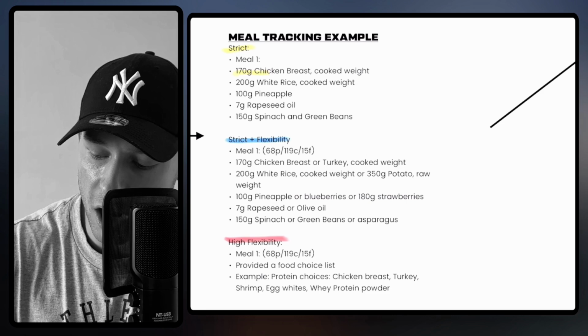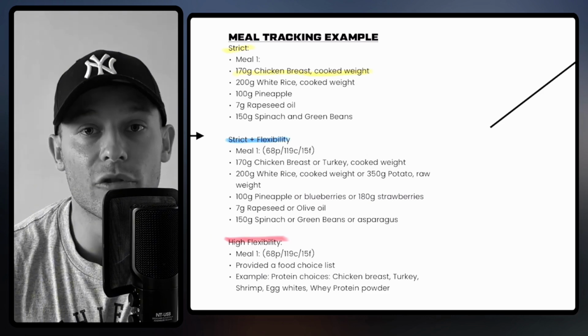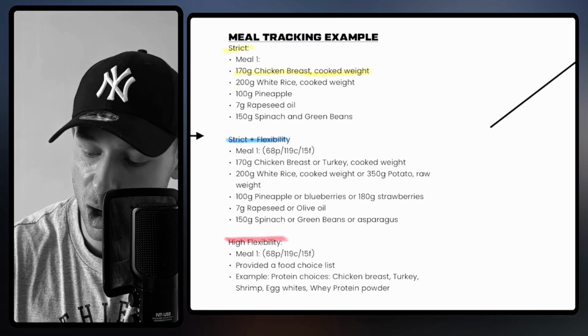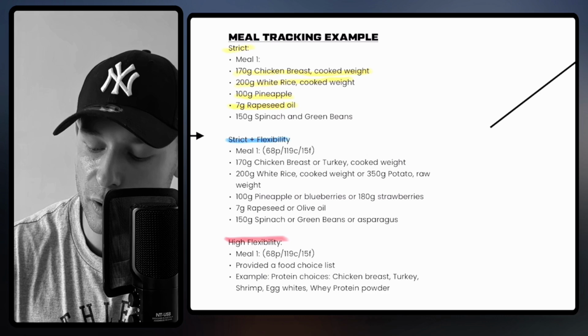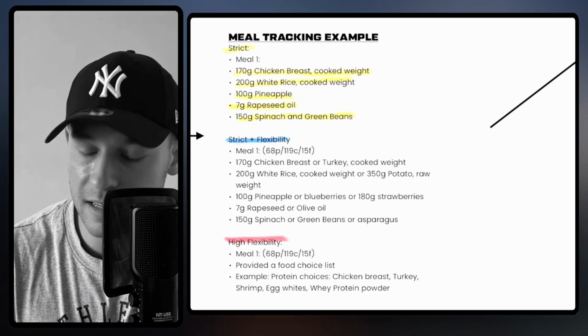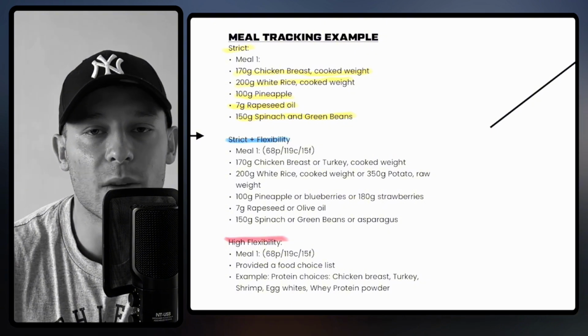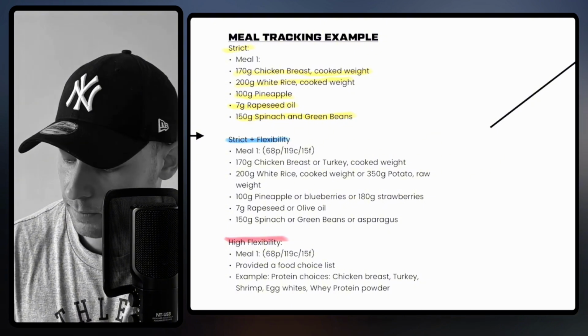For meal 1, you've got 170 grams of chicken breast, cooked weight. You've got 200 grams of white rice, cooked weight. You've got 100 grams of pineapple, 7 grams of rapeseed oil, 150 grams of spinach and green beans. There is no flexibility. It's exactly what it says on the tin. That is what you're going to be consuming.